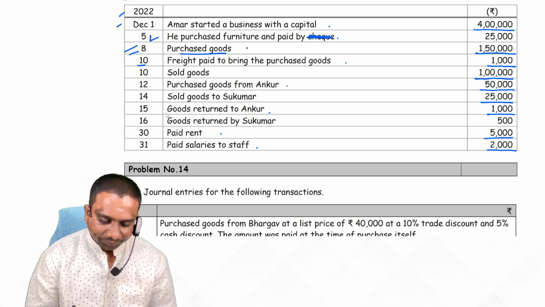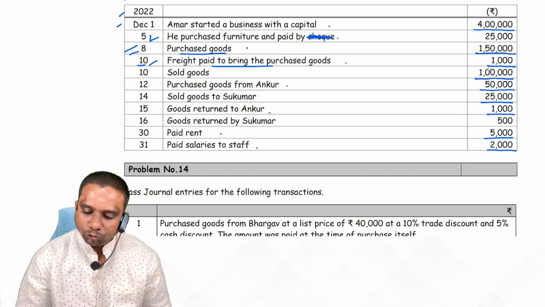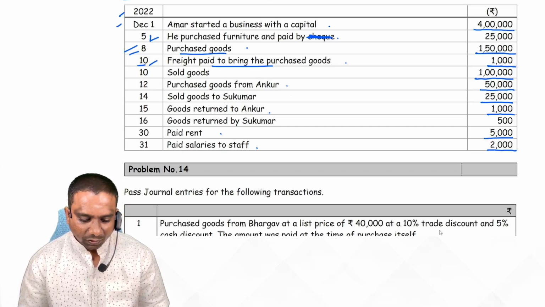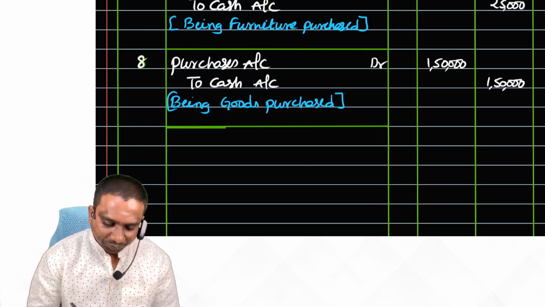Okay, next one. 10th date. Freight paid to bring the goods, 1,000 rupees.